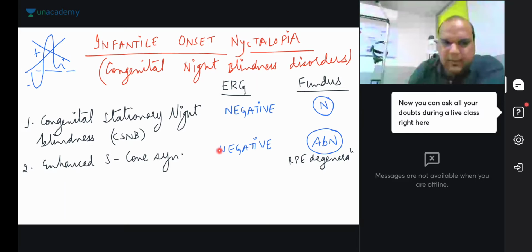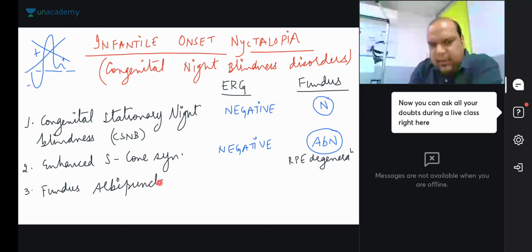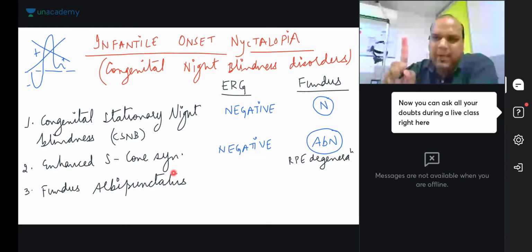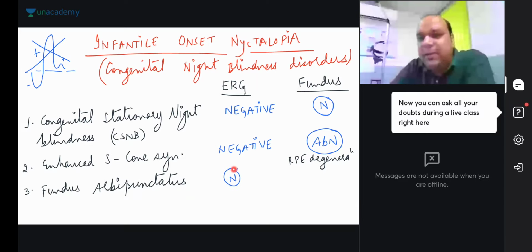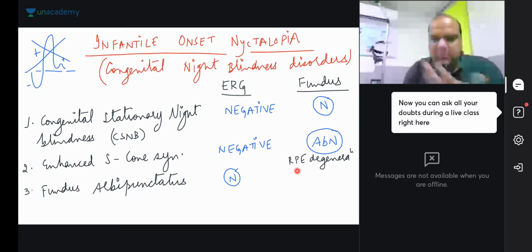Now, the third condition is fundus albipunctatus. If you had seen the mnemonic OMG crap, A is for vitamin A deficiency and A is for fundus albipunctatus. Everybody, in fundus albipunctatus, the ERG is normal. But the fundus has albipunctatus, so there is also an abnormality in the fundus.